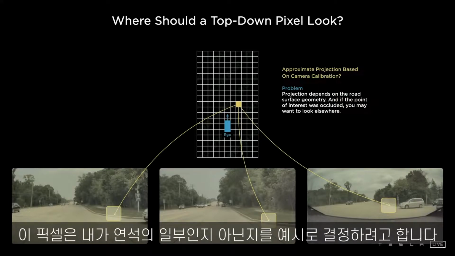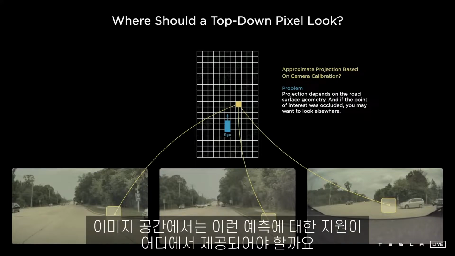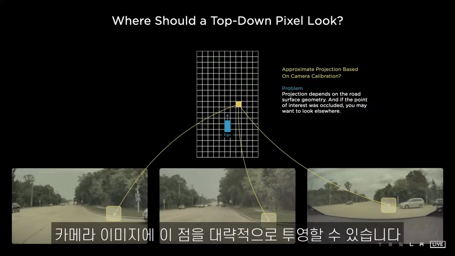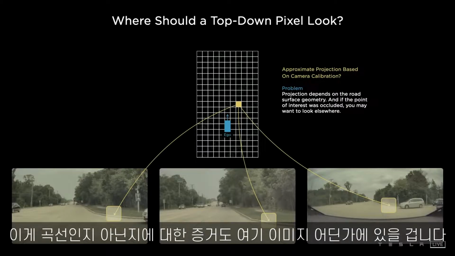And this pixel is trying to decide, am I part of a curb or not, as an example. And now, where should the support for this kind of a prediction come from in the image space? Well, we know roughly how the cameras are positioned and their extrinsics and intrinsics, so we can roughly project this point into the camera images. And the evidence for whether or not this is a curb may come from somewhere here in the images.